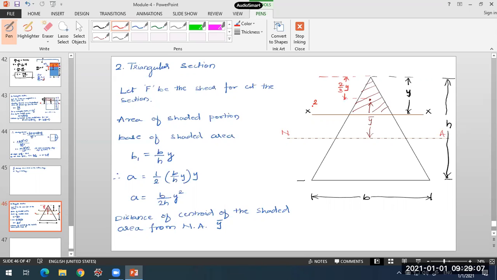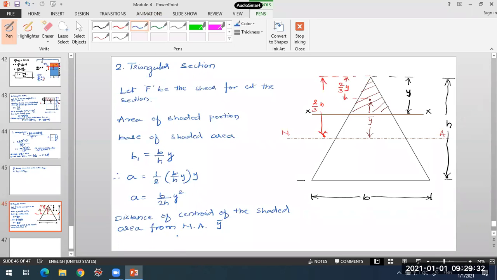These are all properties of the triangle, what I am writing here. Centroidal distance of the triangle measured from the apex. So the neutral axis is coinciding with the centroidal axis of the triangle. It is 2/3 of h measured from this top edge, the apex. Similarly, for this smaller triangle, it is 2/3 of y. So if I find the difference between these two, that itself is my y bar term here.